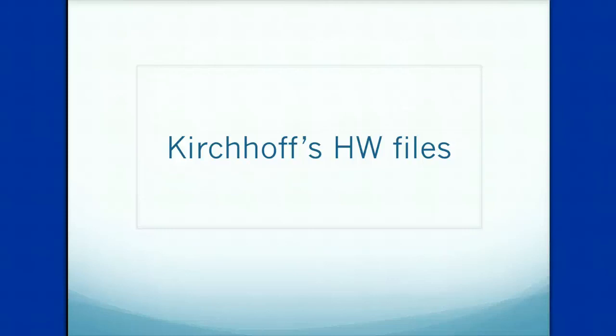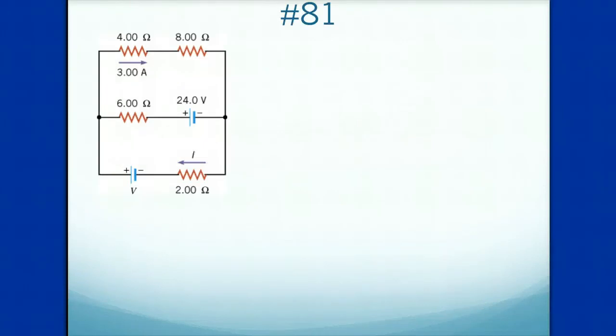All right, we'll start with number 81. So here we have a more complicated circuit than you had in 79. In 79, you just looked at your total voltage and then divided it by total resistance. Here, this requires a little more thinking. So we have two rules, Kirchhoff's rules. There's a loop rule and there's a junction rule.